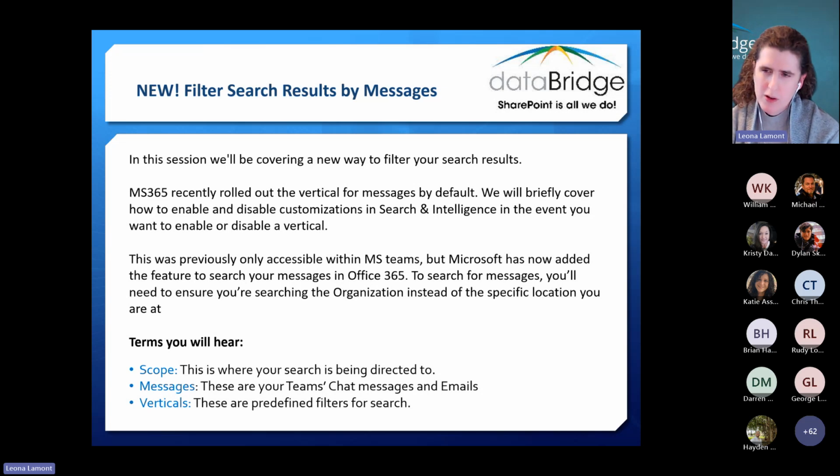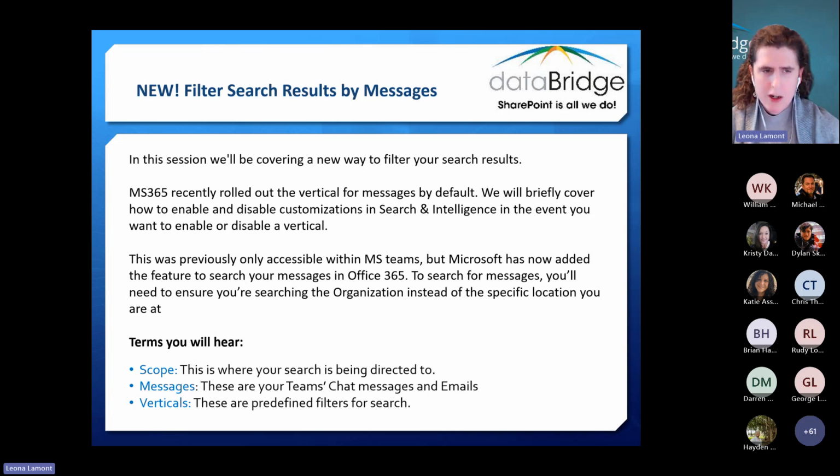Also, this was previously only accessible through multiple different applications. So this would be like using your search inside of Outlook or using your search inside of Microsoft Teams. Microsoft's now consolidating that into a new vertical inside of Office 365. So you don't need to go to 10 different apps to try to find content that you're looking for.